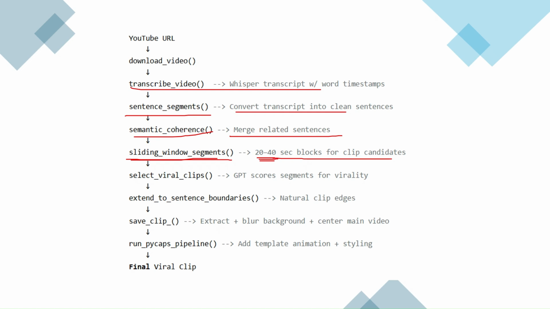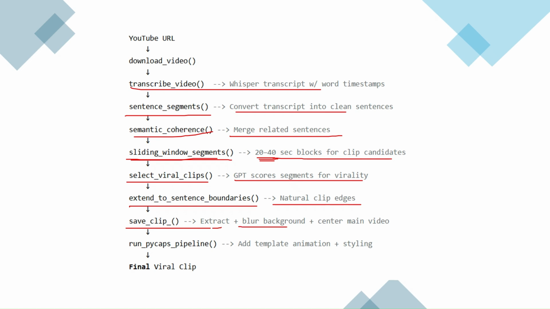You can make it more than 40 as well. Then we select the viral clips. We use GPT to score the virality of segments. Extend sentence boundaries. We don't want the clip to end abruptly mid-sentence, so we extend the sentence boundaries so that the edges are more natural. And in the end, we save the final clip.